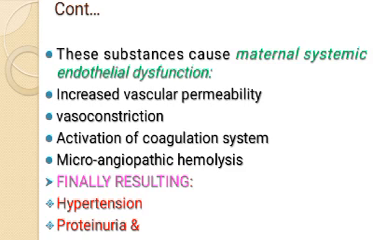Continues. These substances cause maternal systemic endothelial dysfunction, increased vascular permeability, vasoconstriction, activation of the coagulation system, microangiopathic hemolysis, finally resulting in hypertension, proteinuria, and the manifestation of preeclampsia.